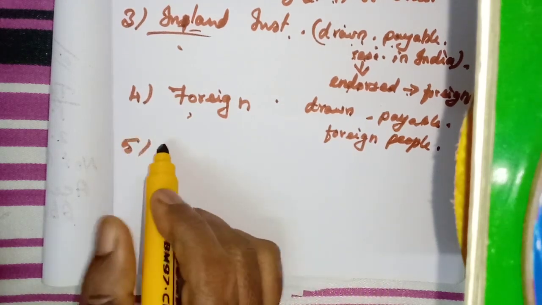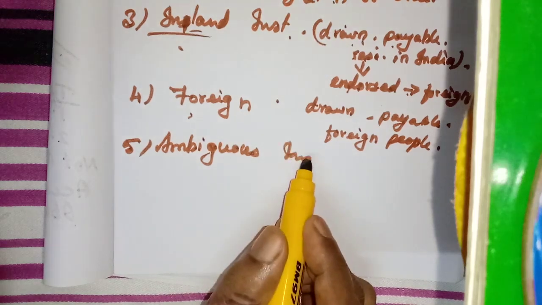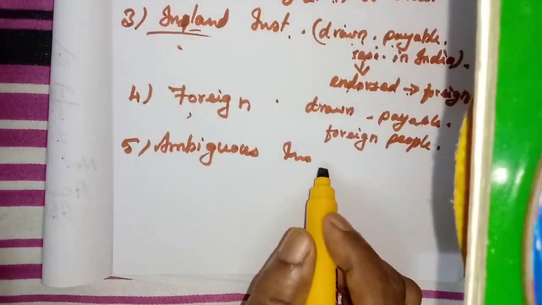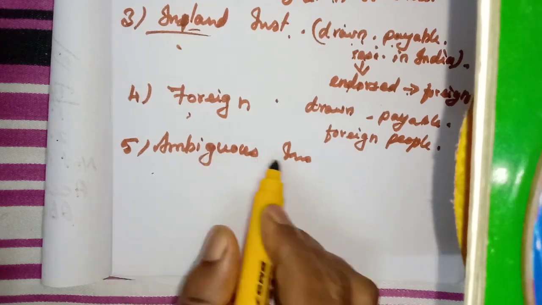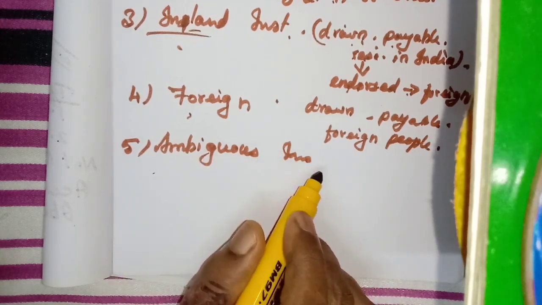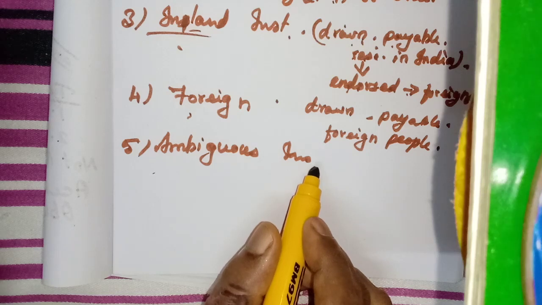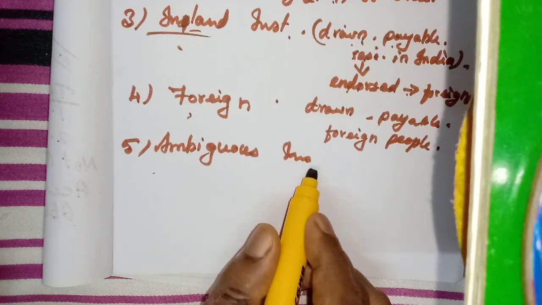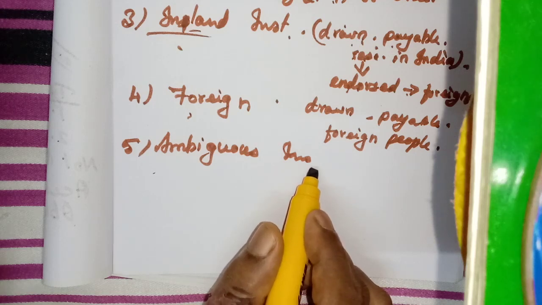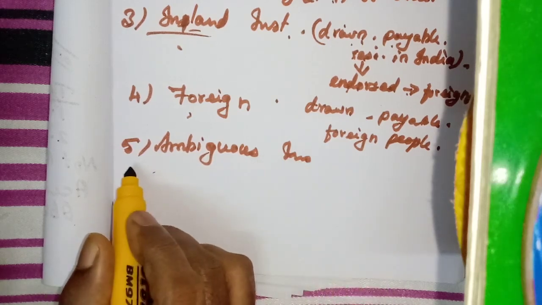Then next one, ambiguous instrument. Ambiguous instrument means a person will draw a bill on the drawee, but the one who draws the bill may not have the same position later. Or the drawee also may become fictitious, there will not be any person like that. Drawing a bill on a company that may not survive after some time is called an ambiguous instrument.